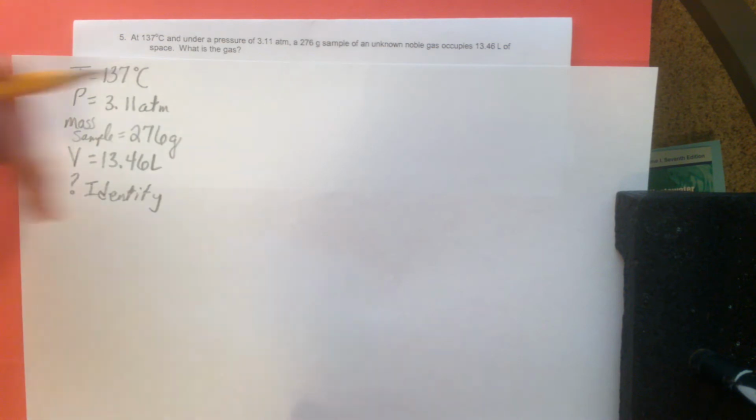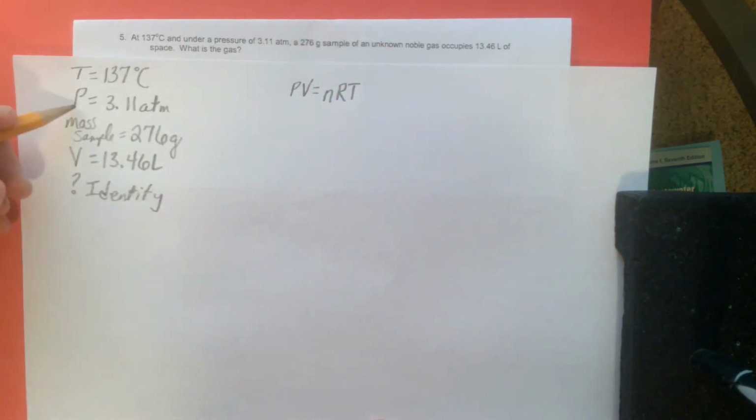This is really important in chemistry. When you're given values and variables, write those down at the beginning. We need to know what is given so that we can focus our calculation. So we're going to use the ideal gas law, PV equals nRT.